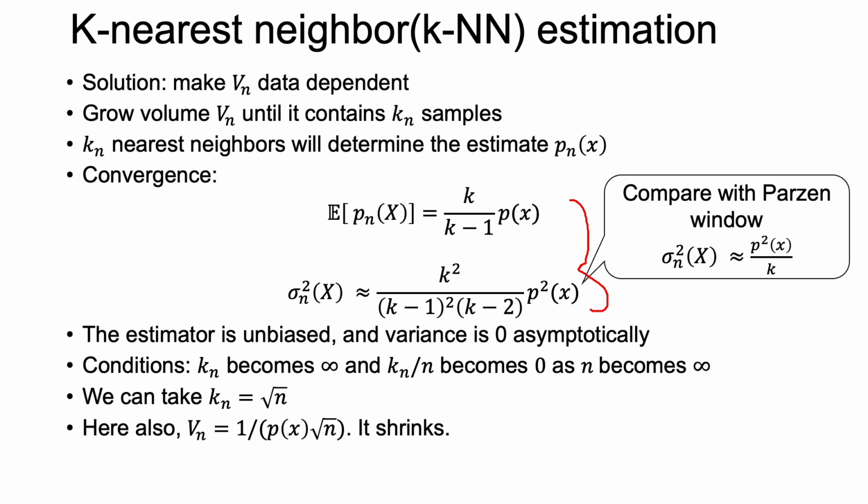Here we can see that V_n is also 1 upon p of x into square root of n. So in this method also, the volume shrinks as n grows. If we compare the variance over here and the variance with the Parzen window, we can see that the KNN method has higher variance as compared to the Parzen window.